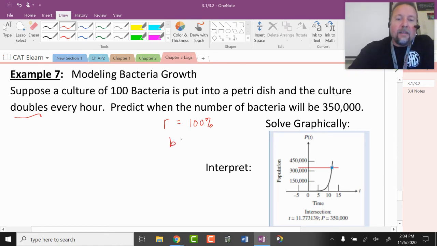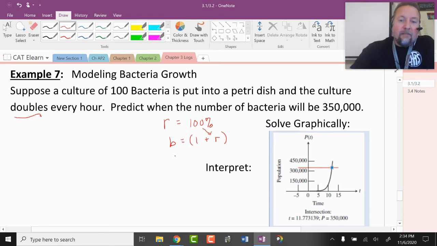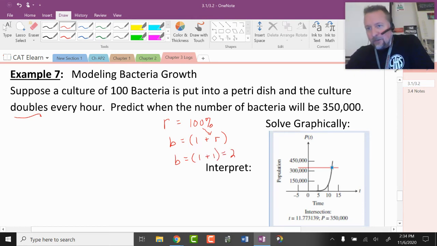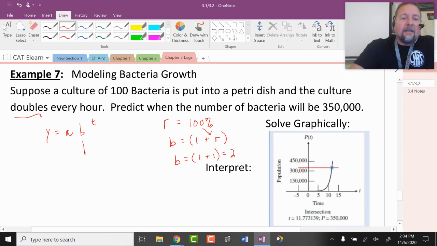So remember, B equals 1 plus R. R is not 100. It's 100% turned into a usable decimal, which is 1. So the B value ends up being 2. So sure, the B turns into 2. The rate of growth is 100%, which is 1 as an R value. So anyway, y equals a times b raised to the t. In a doubling, sure, this turns into 2.